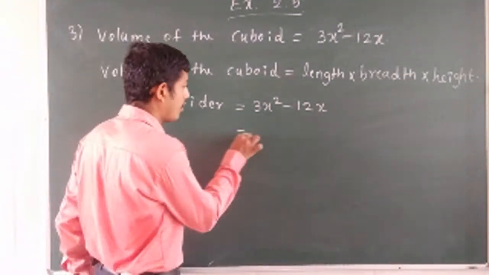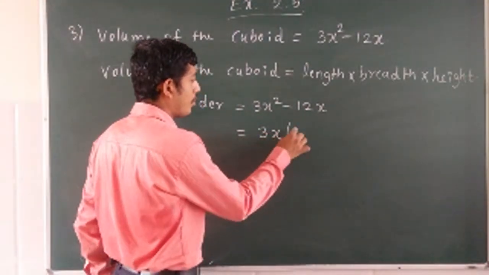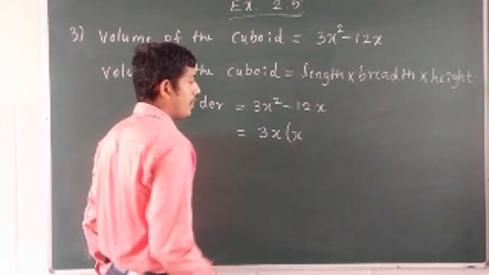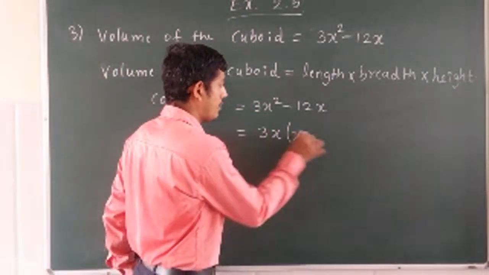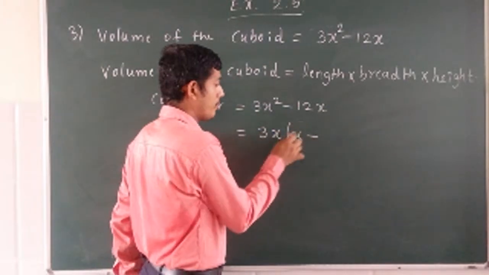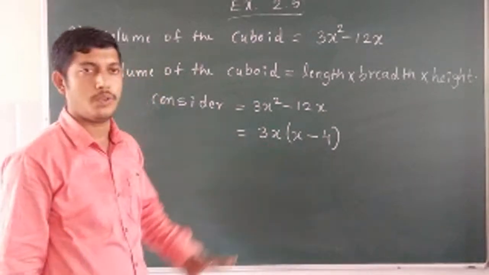So I will take the common term. The common term is 3x. 3x into x, 3x square. Plus into minus equals minus. 3 4s are 12, into x.